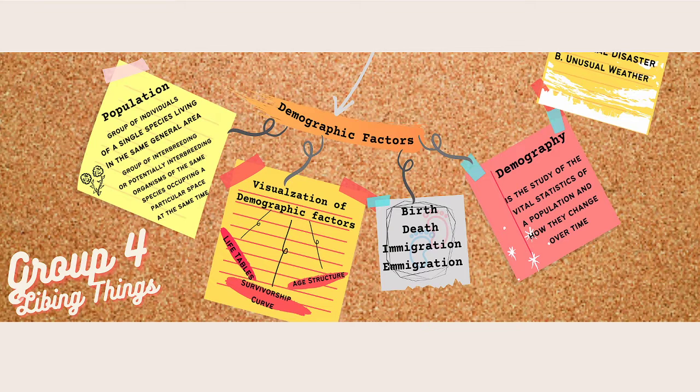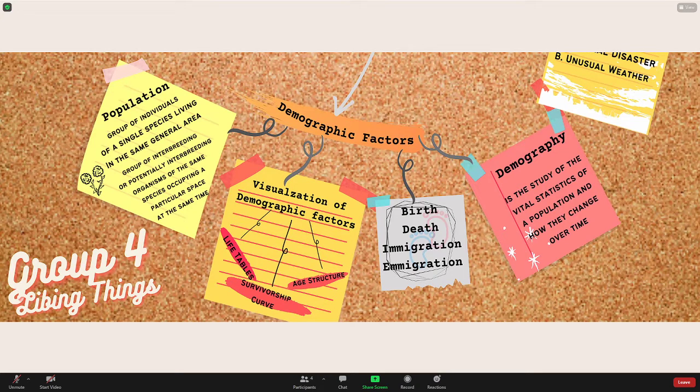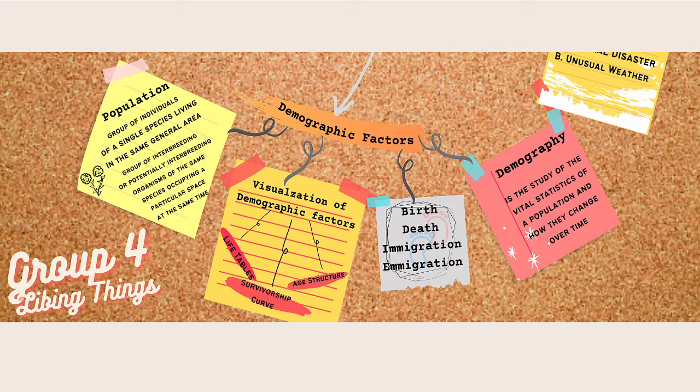Visualization of demographic factors is used to show how demographic factors affect population expansion and shrinking. There are three types of graphs used in visualizing, namely life tables, survivorship curve, and age structure. Life tables are records of birth and death rates for organisms at different life stages. On the other hand, the survivorship curve is a graphical presentation of elements of the life table. Finally, the age structure is the graph of a population at a specific moment in time.